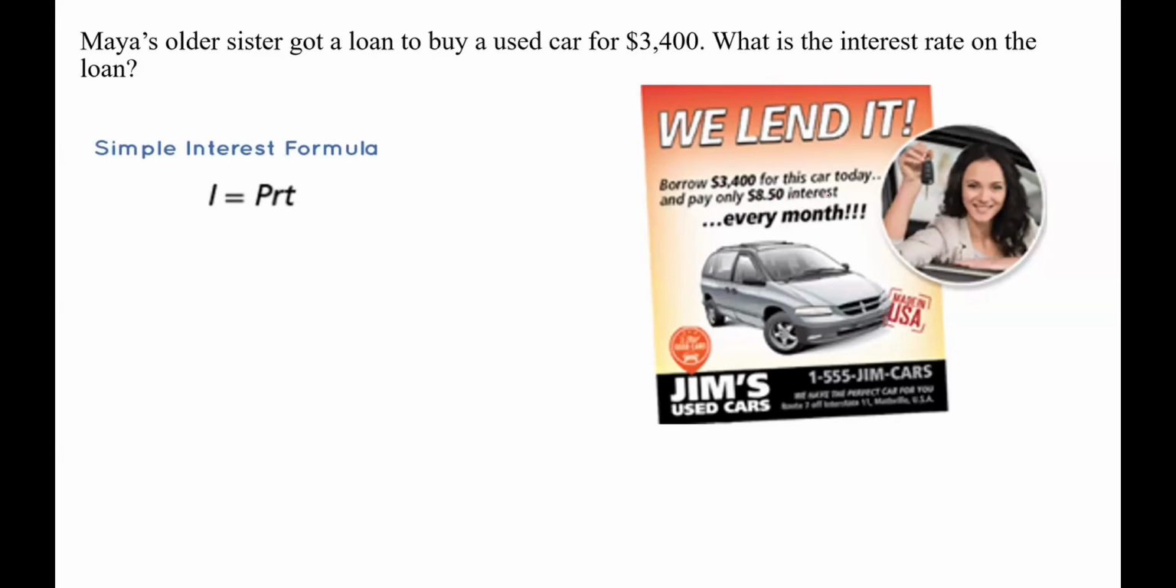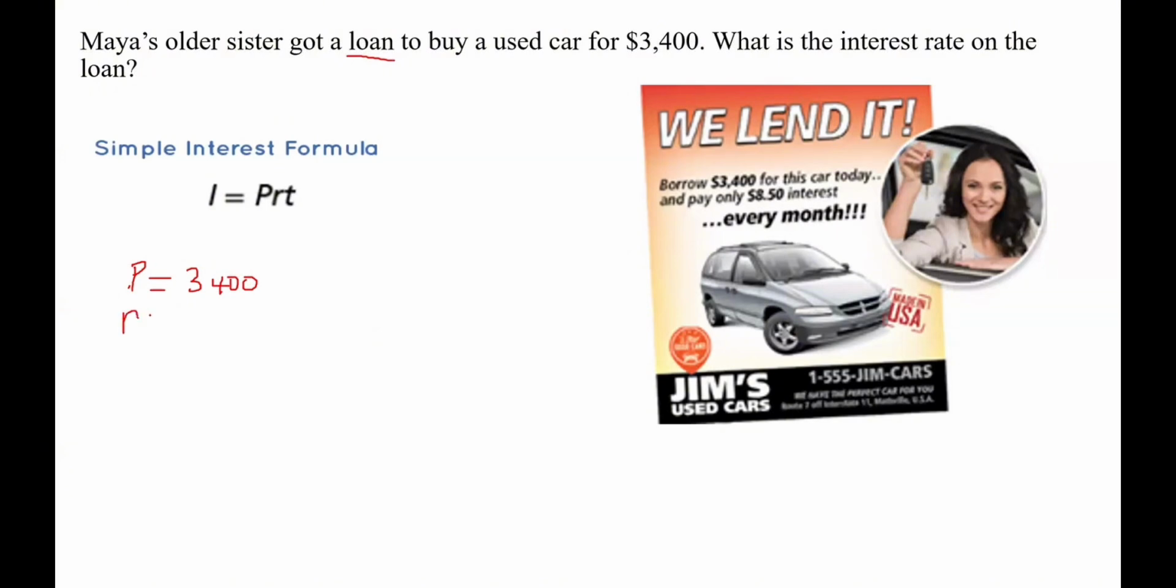So looking at the flyer, it said that she borrowed, as we said earlier in the problem, $3,400. She paid back an interest of $8.50 every month. The loan was borrowed for 1 year. We are going to write down our information here, what we know. P is for principal. So what is the principal in the question? It is $3,400. Based on the definition, principal is either money borrowed or money invested. Loan means money that was borrowed. So this is our principal.